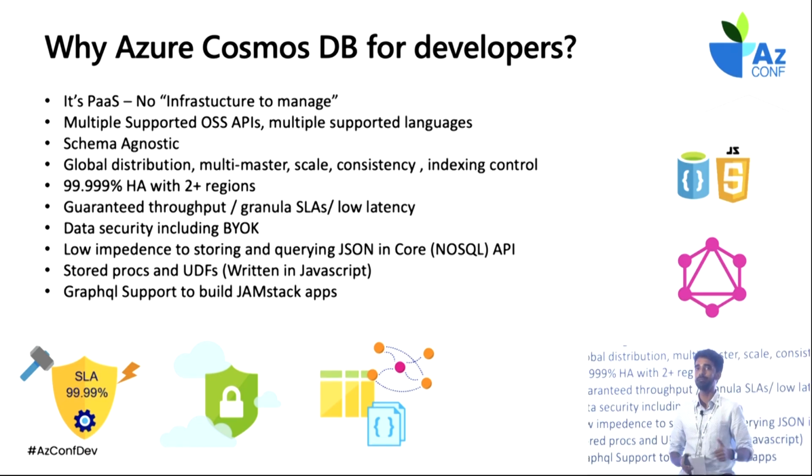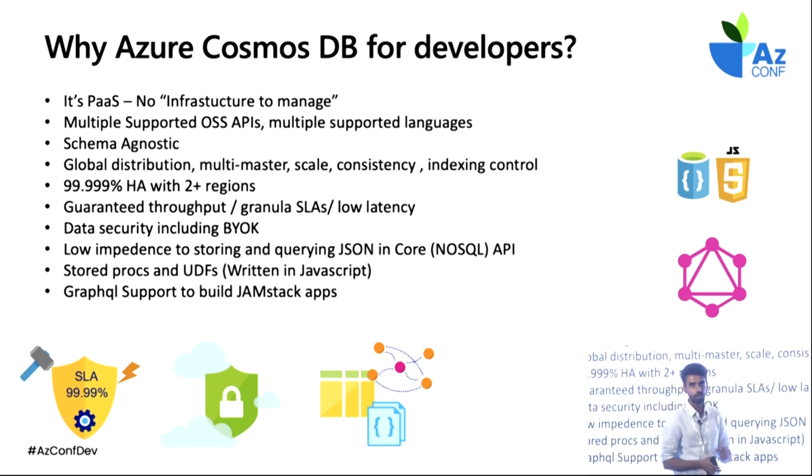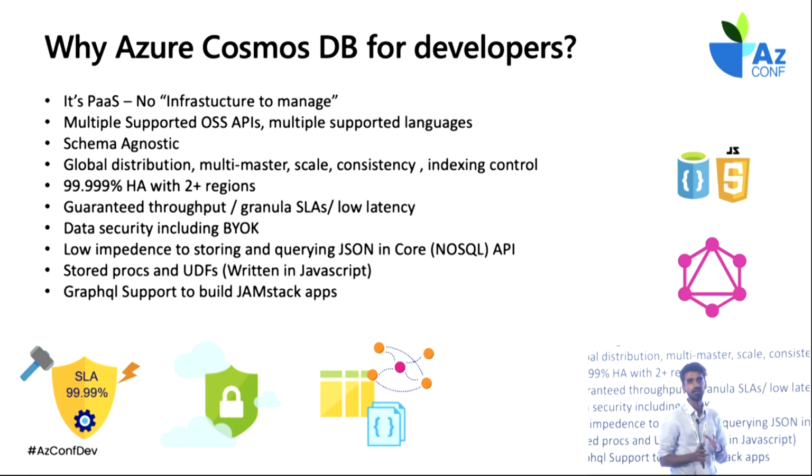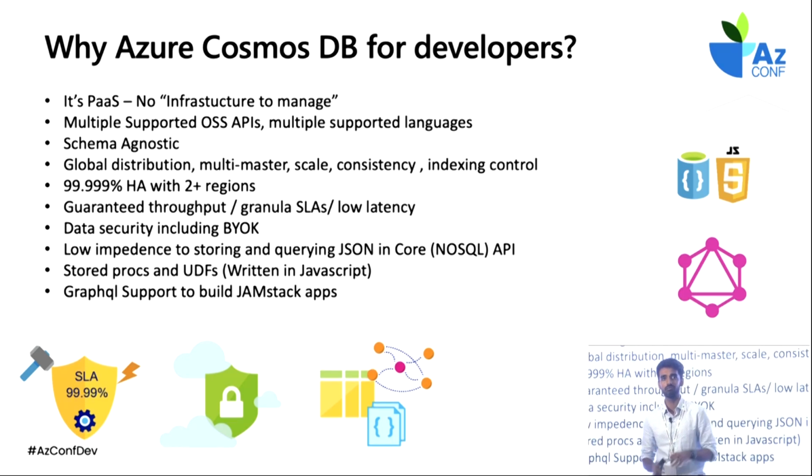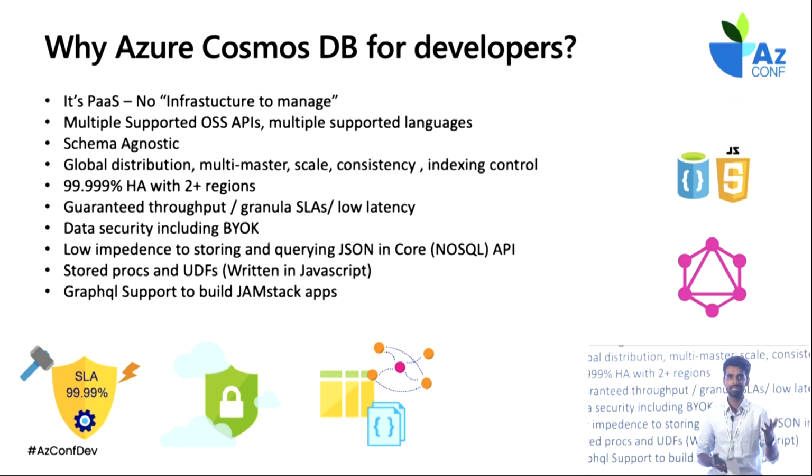And with the introduction of Postgres, you can do relational things as well. And Cosmos DB being schema agnostic, which means you can directly store JSON data in the form you want. So you don't have to worry about how you want to store the data, what is the structure you need to follow, and things like that.